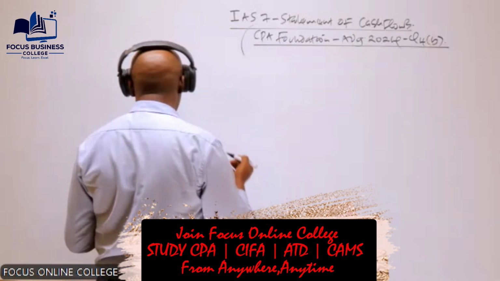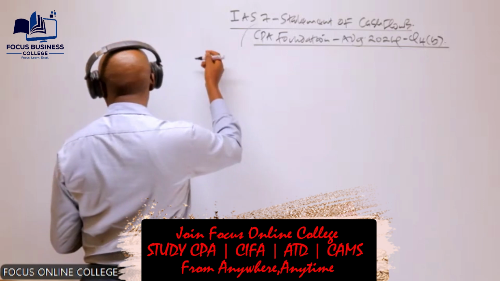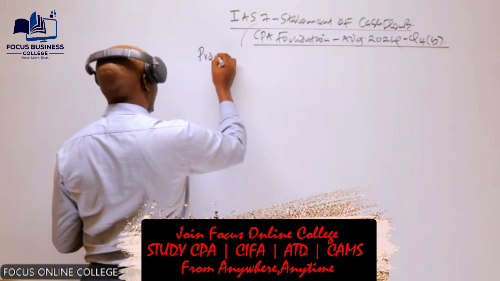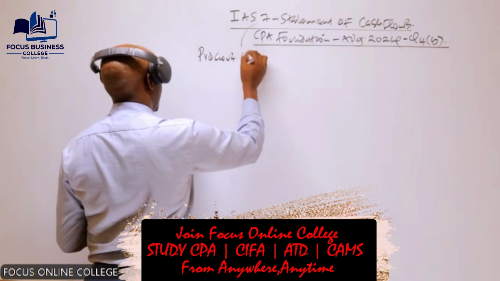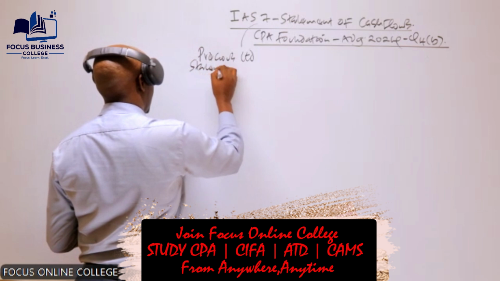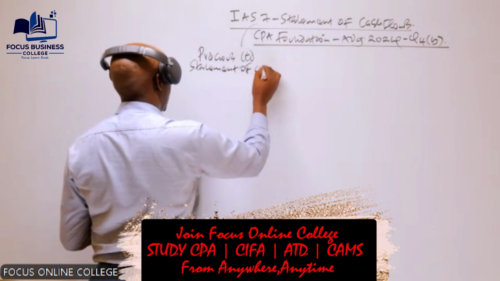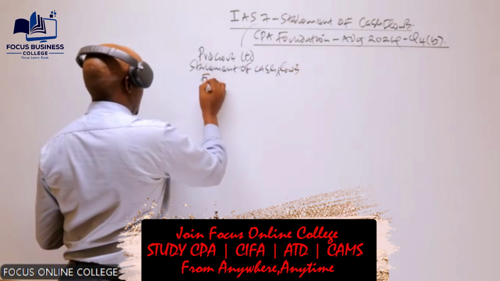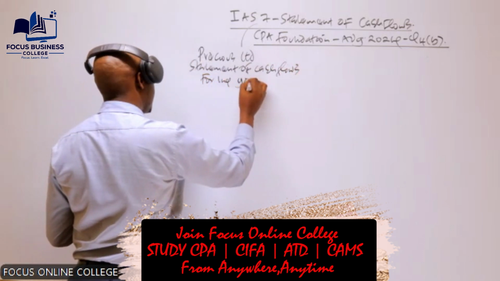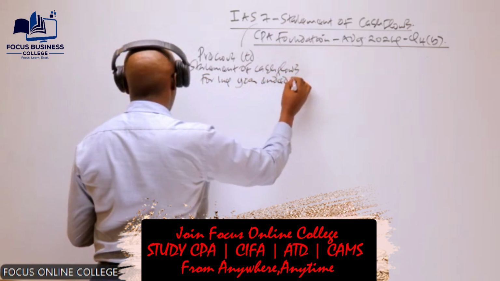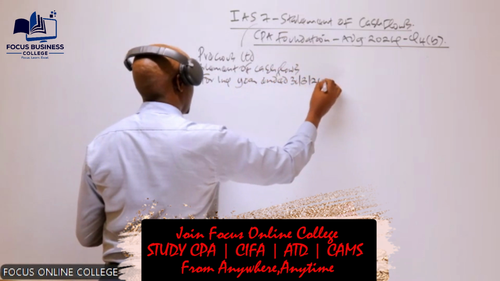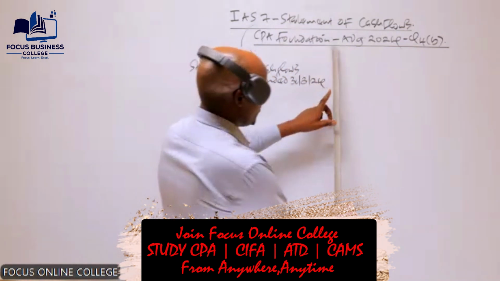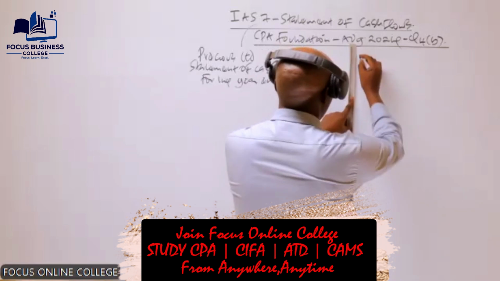And actually, we need first of all to have the title. The name of this company is Fmcie Limited, and this is the statement of cash flows for the year which ended 31st of March 2024. Obviously, you must have the title of what you're preparing.